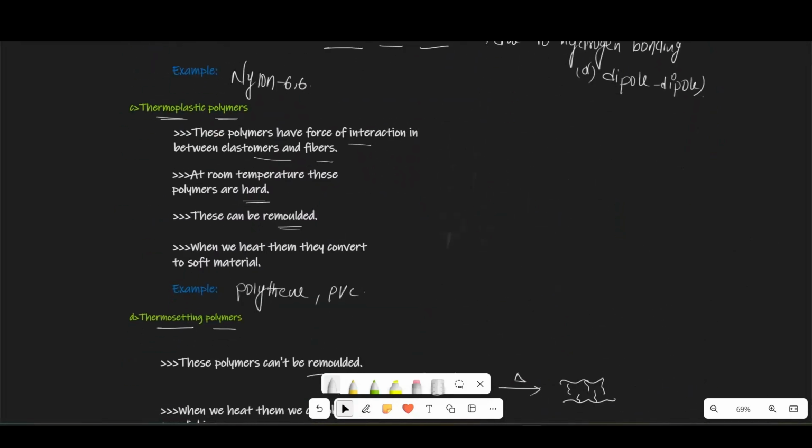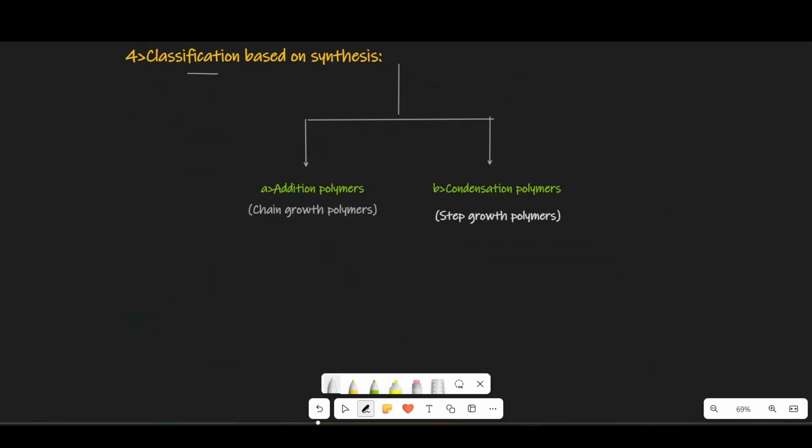Now, classification based on synthesis. These are two types: addition polymers and condensation polymers. These are very important topics, so I'll cover addition polymers in my next video.